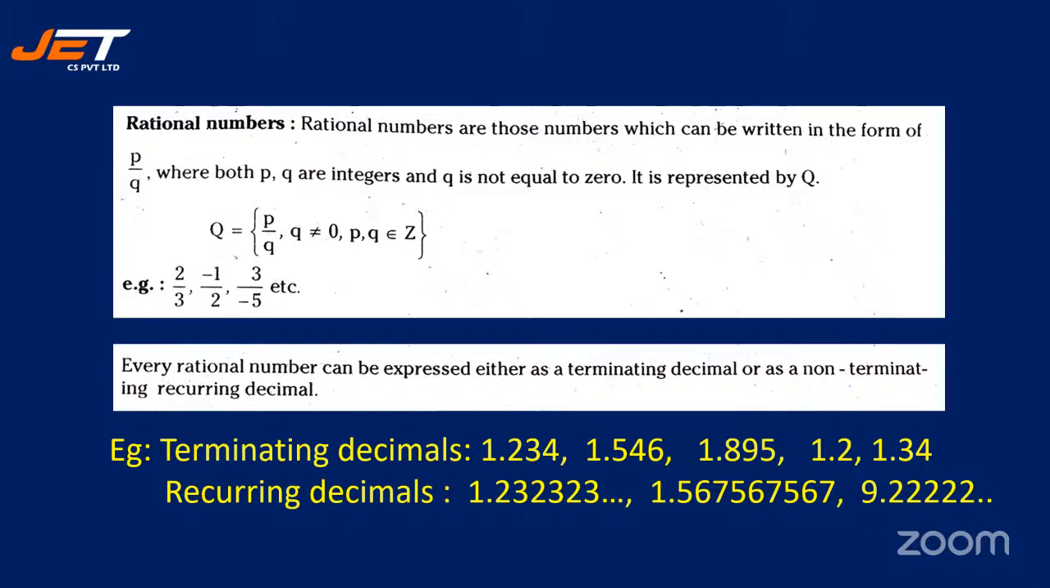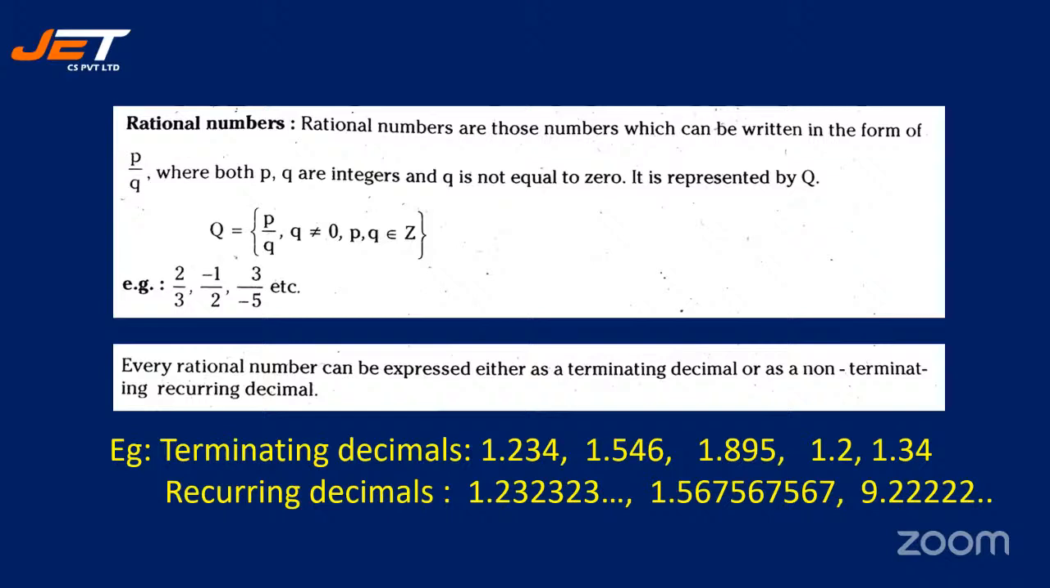Anything by 0 is infinity. So the set of rationals is represented by Q: P by Q, where Q is not equal to 0, and P, Q are elements of Z. Examples: 2 by 3, minus 1 by 2, 3 by minus 5, etc. Every rational number can be expressed either as a terminating decimal or as a non-terminating recurring decimal.